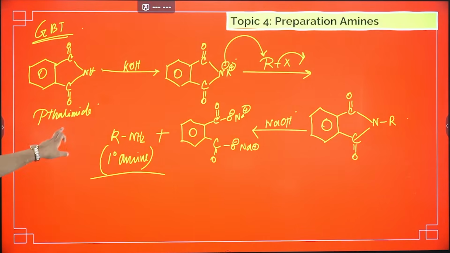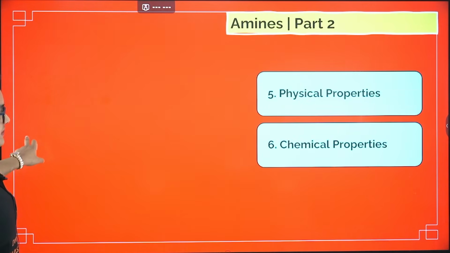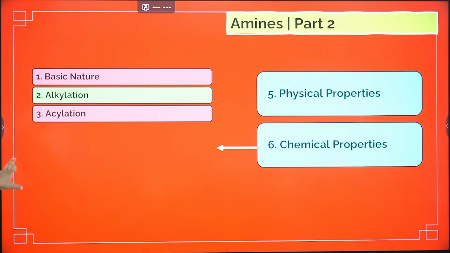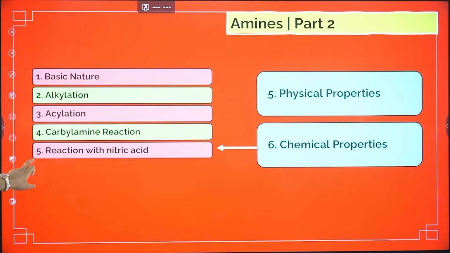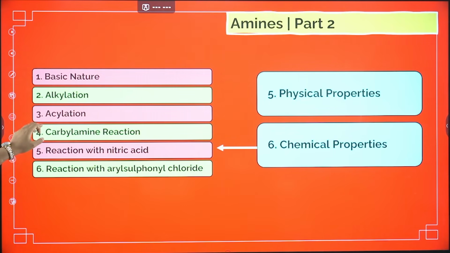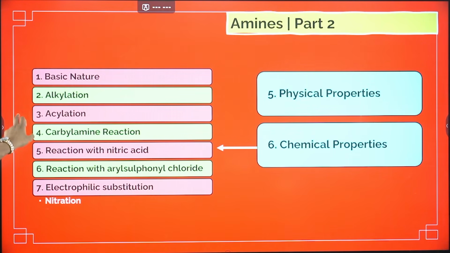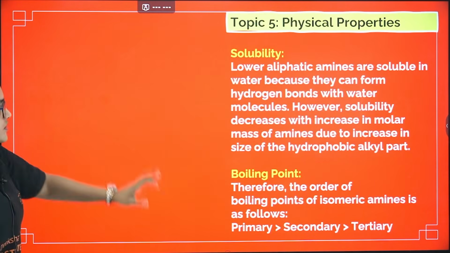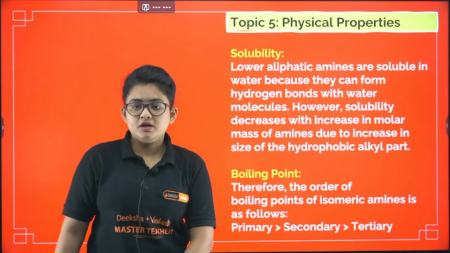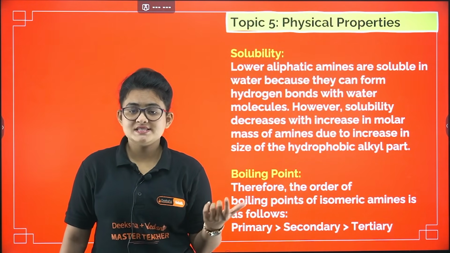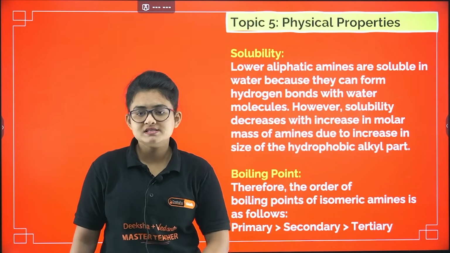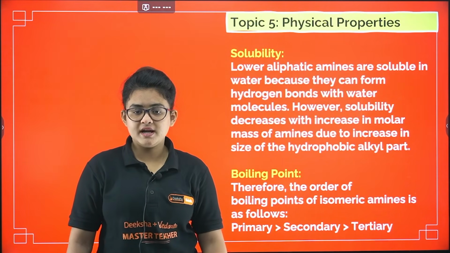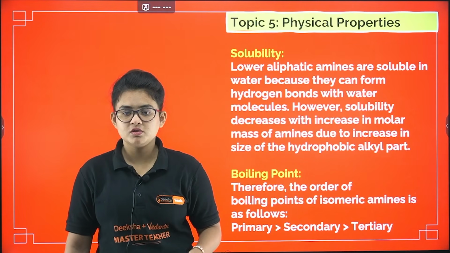Let's proceed further. So here we will discuss the physical properties, then chemical properties. In chemical properties, you can see basic nature, alkylation, acylation, carbylamine reaction, reaction with nitric acid, reaction with aryl sulfonyl chloride, electrophilic substitution. In that nitration, sulfonation and halogenation we will cover. Let's proceed about the physical property, solubility. Definitely if the aliphatic chain is very small, then it is nicely soluble in water because the nitrogen can form the hydrogen bond with the water molecule.